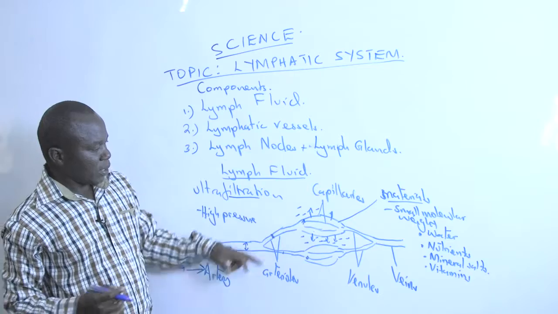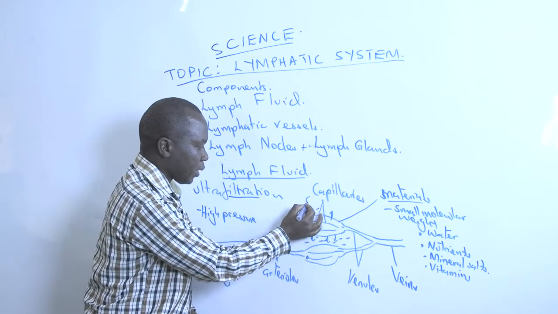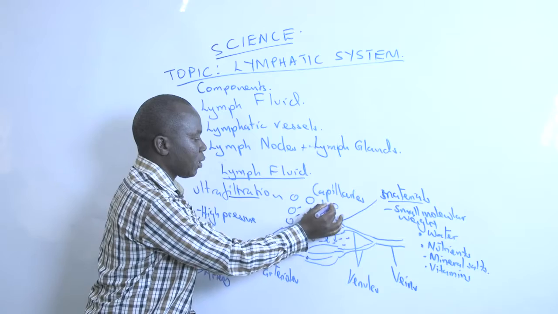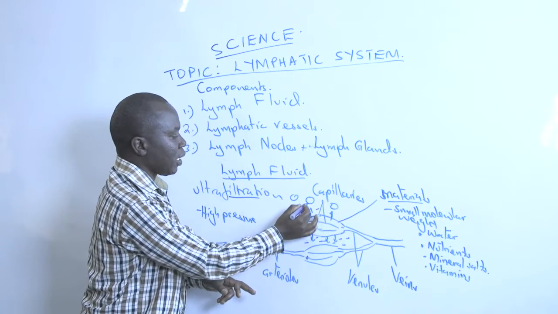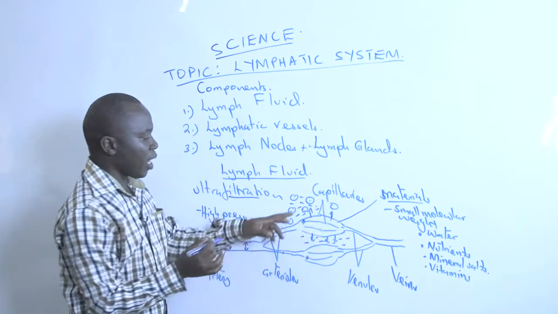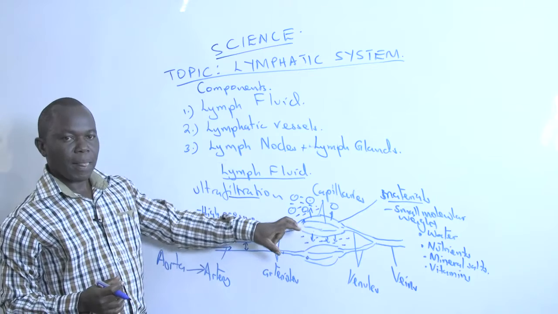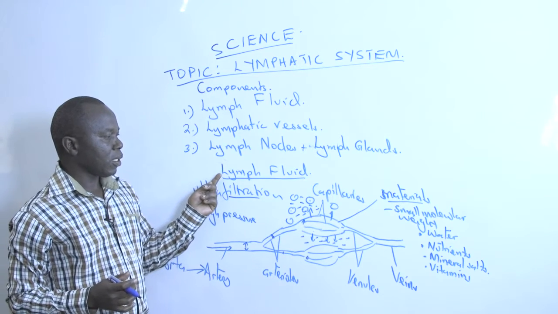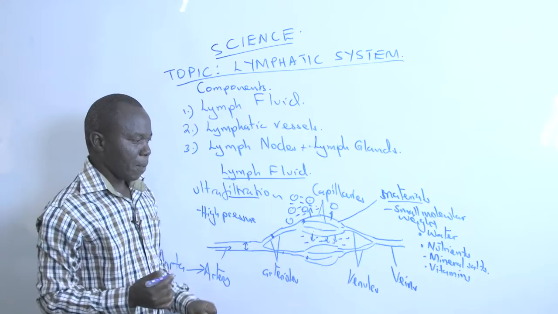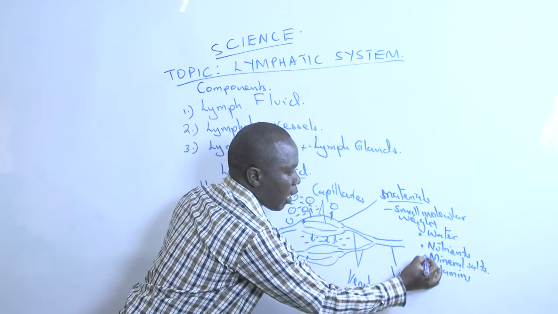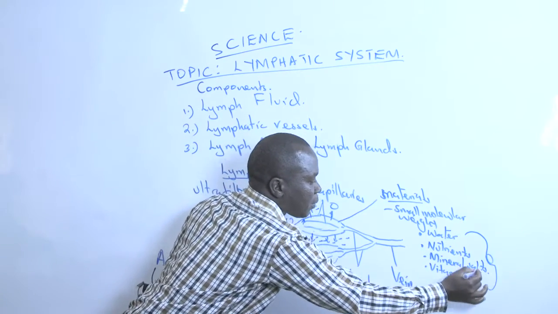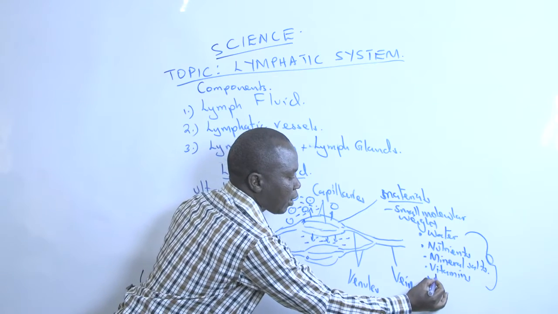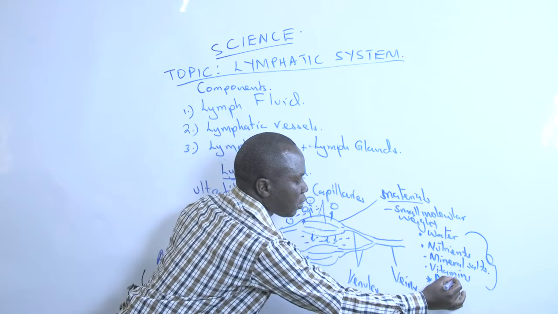So that fluid that will be flowing into this space in between the cells, these are cells, and in between we have that fluid that has come about due to ultrafiltration. We call it lymph fluid. This fluid, as we have said, contains these substances together with others like antibodies.